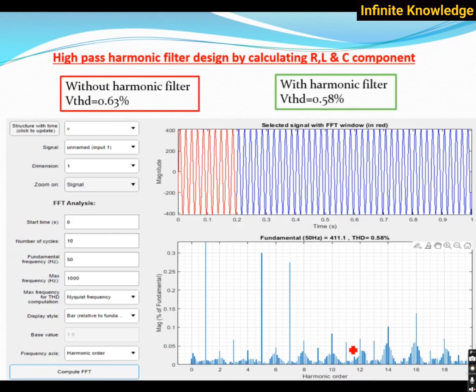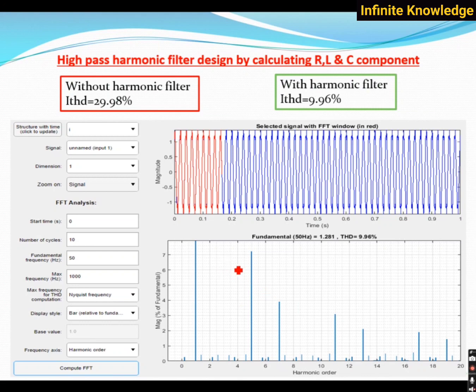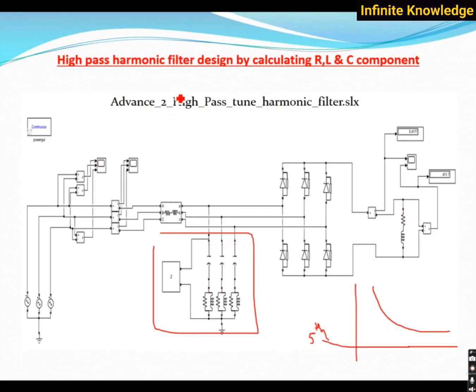Above the fifth, you can see here all the harmonics. Fifth harmonic reduced from 22 percent to 7 percent. Seventh harmonic reduced from 11 percent to 5 percent. So all the harmonics are slightly reduced. But actually, when you are designing the system, a high pass filter is not used separately. You have to use another filter with the high pass filter.